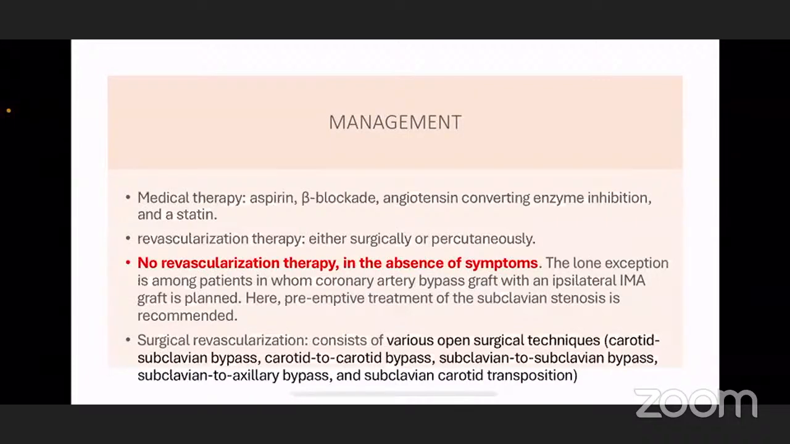Why? Because we know if we did not treat the subclavian stenosis, if we didn't do revascularization and we took the patient to surgery and established the graft, he's going to have symptoms of the steal syndrome eventually. Okay, for the surgical revascularization, we have various open surgical techniques. We can do carotid subclavian bypass or carotid to carotid bypass, subclavian to subclavian bypass, or subclavian to axillary bypass, and subclavian carotid transposition. There are different surgical techniques. Some of them are superior, some of them are inferior in the outcome and the patency, and we will see this shortly.